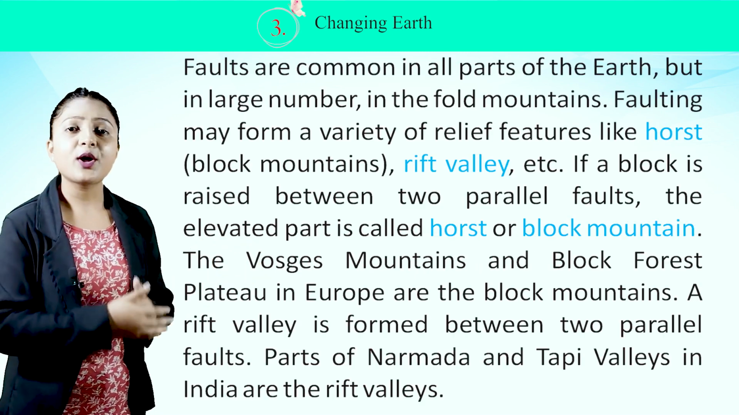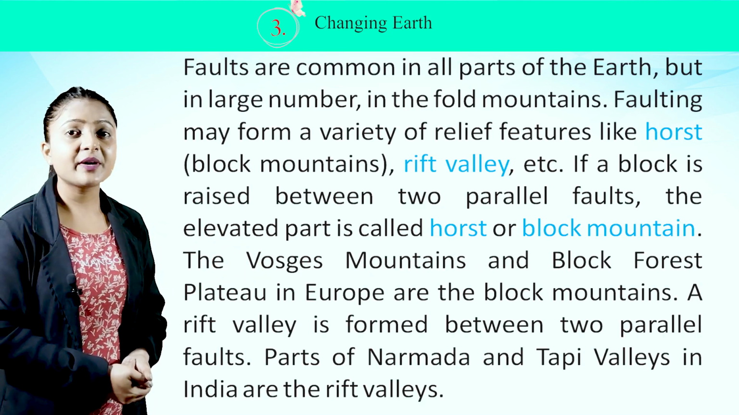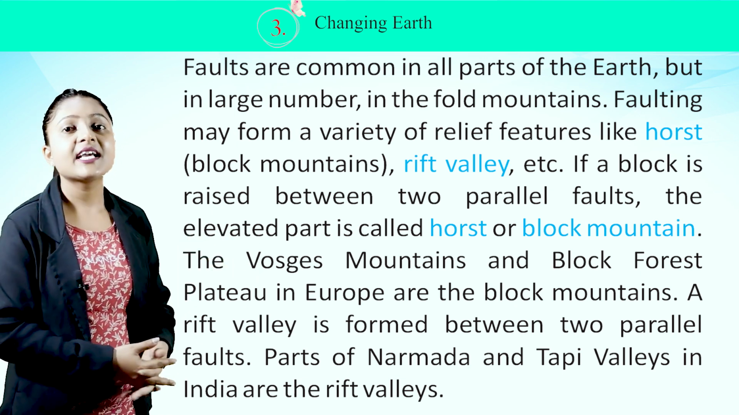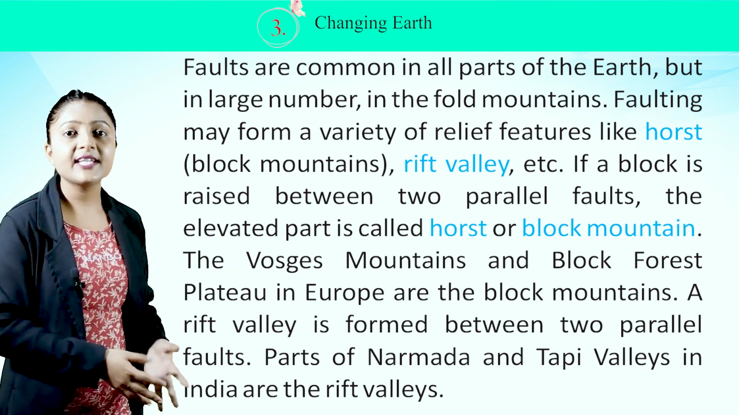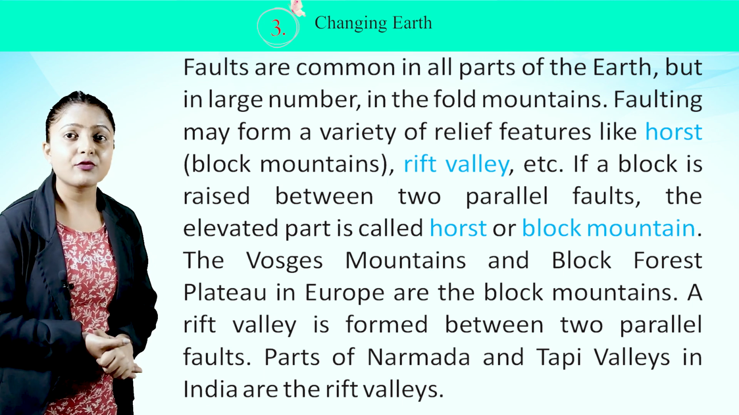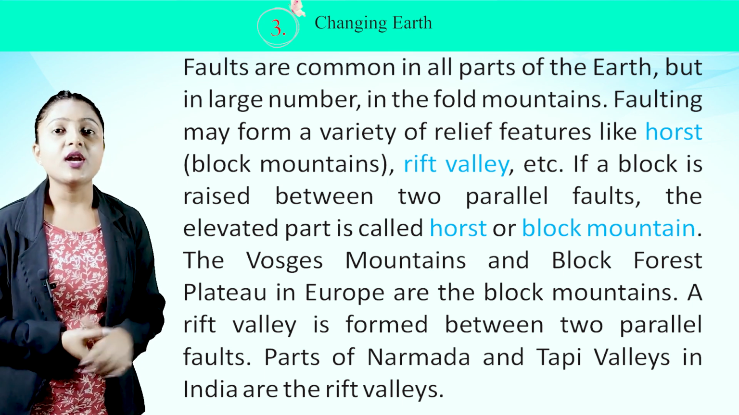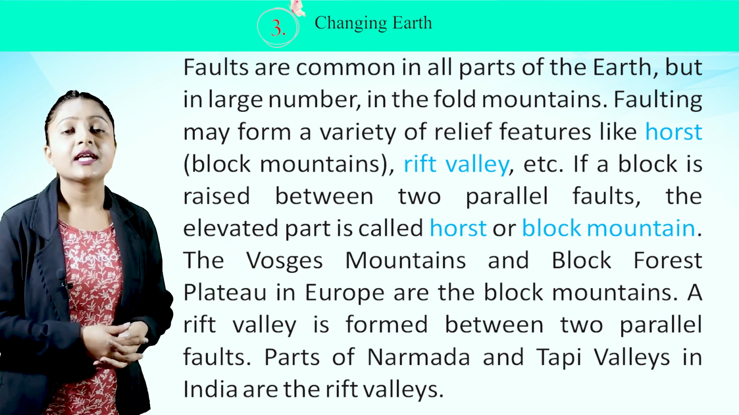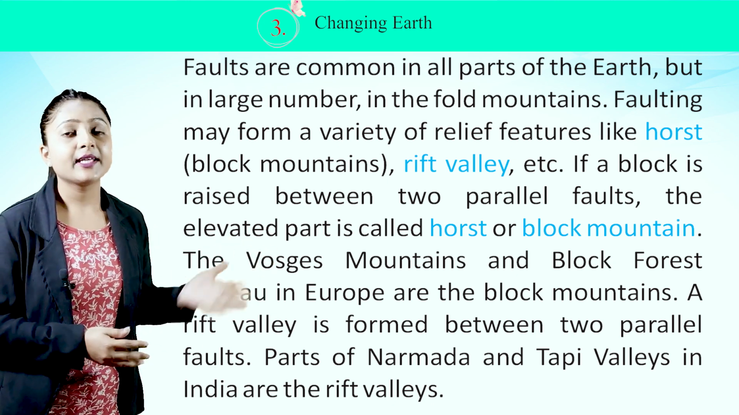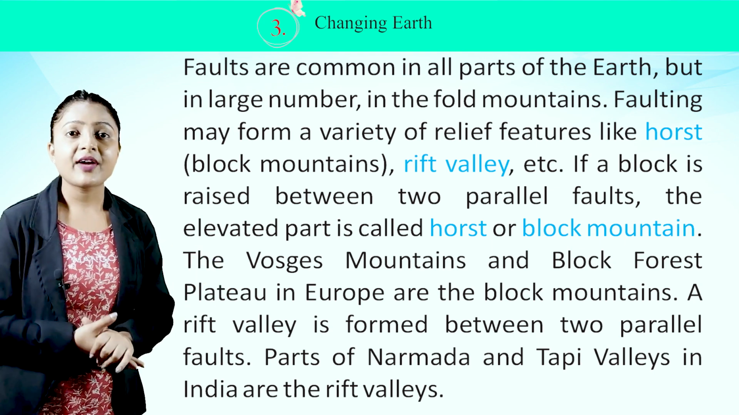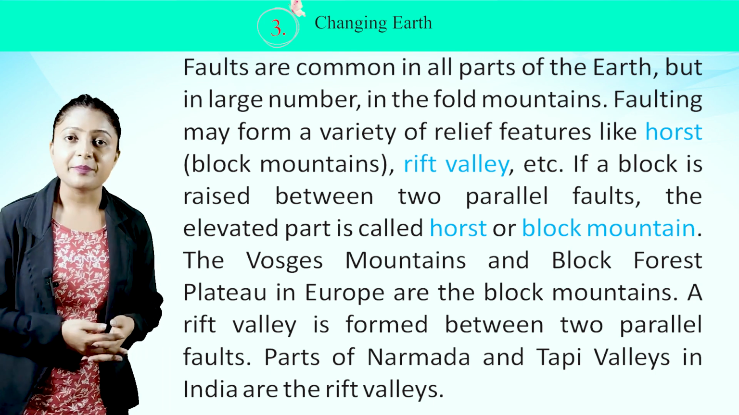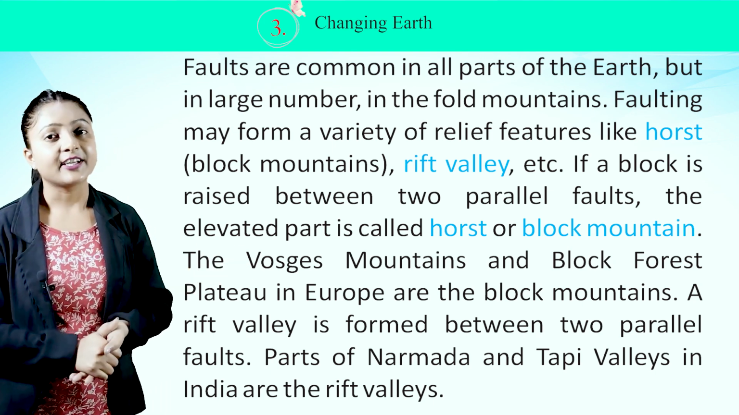Faults are common in all parts of the earth, but in large number in the fold mountains. Faulting may form a variety of relief features like horst or block mountain, rift valley, etc. If a block is raised between two parallel faults, the elevated part is called a horst or block mountain. The Vosges Mountains and Black Forest Plateau in Europe are block mountains. A rift valley is formed between two parallel faults. Parts of Narmada and Tapi valleys in India are rift valleys.